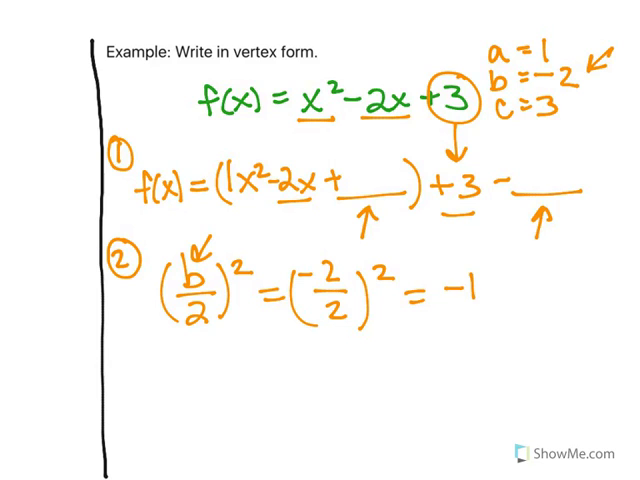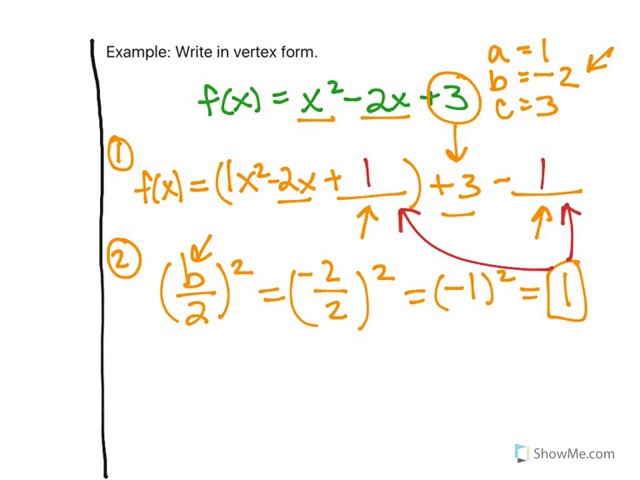This simplifies to negative 1 squared. Negative 1 times negative 1 is positive 1. Alright, so this is the value that we can now plug in to these two equations. So step 2, figure out what goes in those blanks. So that value is 1.